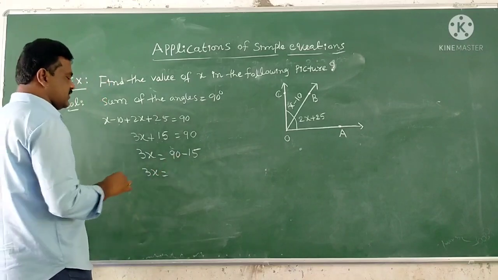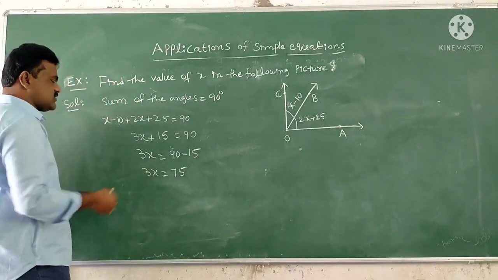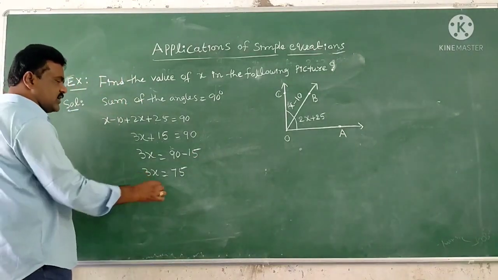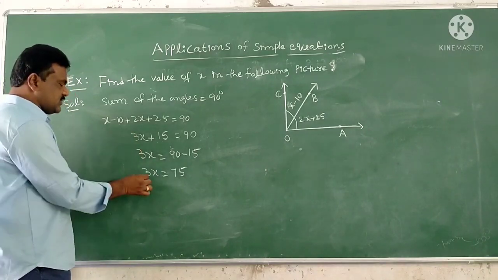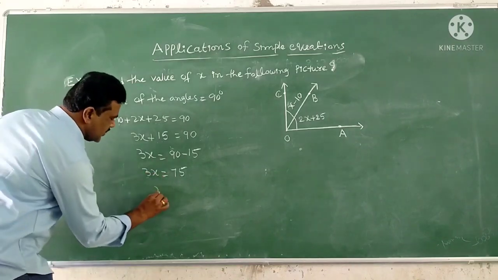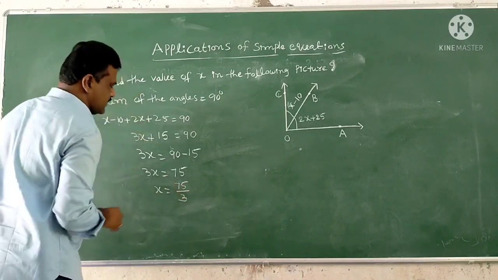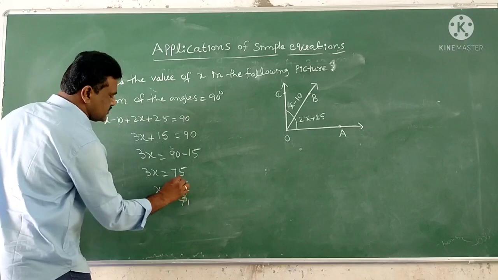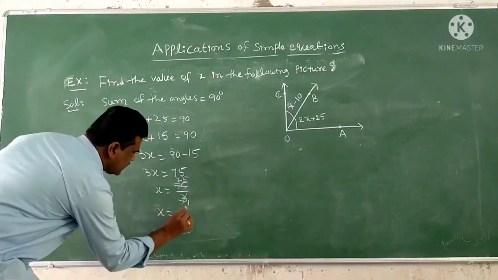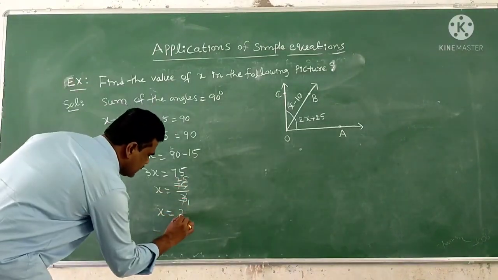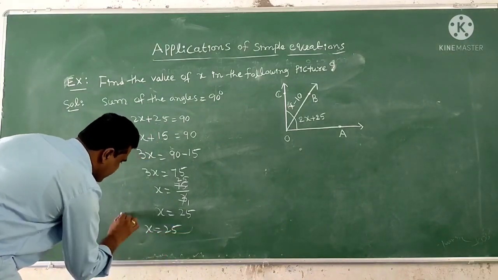What is 90 minus 15? Yes, 90 minus 15 is 75. Here, 3 is multiplying. Transposing 3 to RHS, it becomes divides. Then x is equal to 75 by 3. 3 ones are 3, 3 twos are 6, 3 fives are 15. Equal to 25 by 1, that is equal to 25. Therefore, x value is equal to 25.